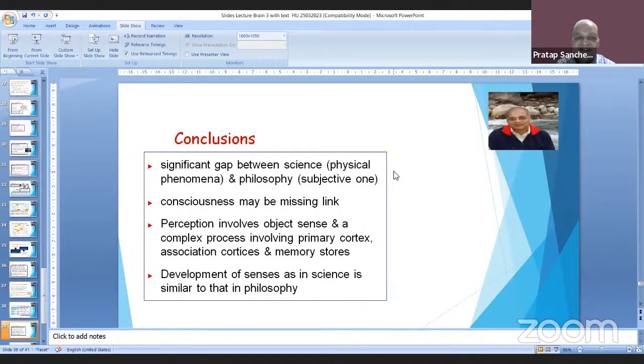Now to conclude my talk today, a significant gap exists between science, which deals with physical phenomena, and philosophy, which deals with subjective perceptions or impressions. And as I said in the beginning, consciousness may be the missing link. Perception involves object sense and a complex process involving the primary cortex, association cortices, and memory stores. And as I talked about in the last slide, the development of sensations in science is similar to that in philosophy.